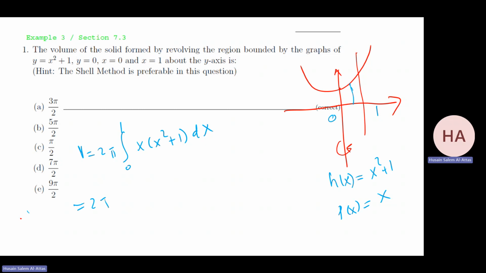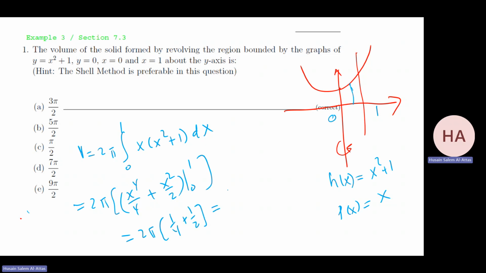So that will be 2 pi. This is x cubed over 3... x to the power 4 over 4 plus x squared over 2 from 0 to 1. That will be 2 pi, 1 over 4 plus half, which is 3 over 4 times 2 pi. That will be 3 pi over 2, which is this one. That will be the end.